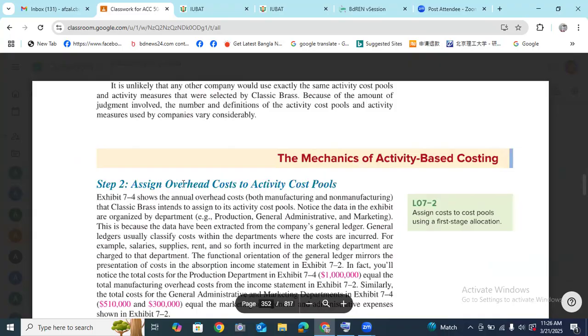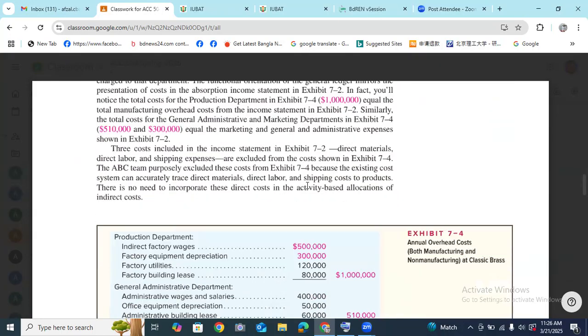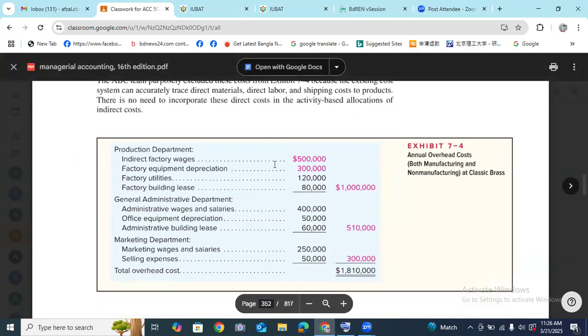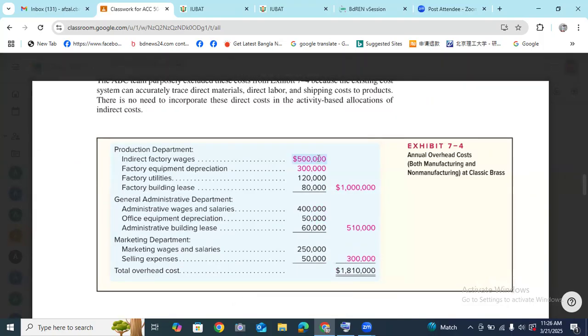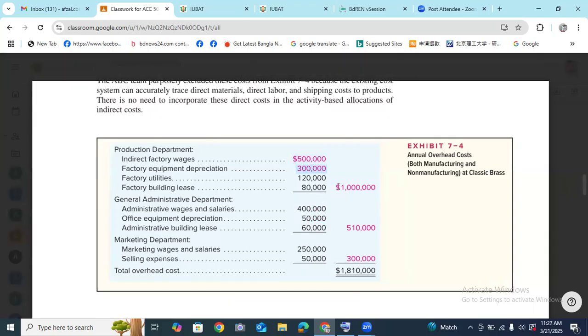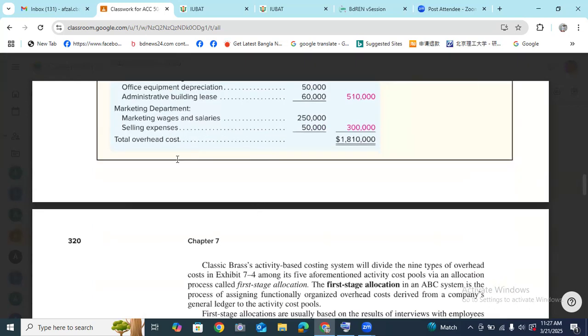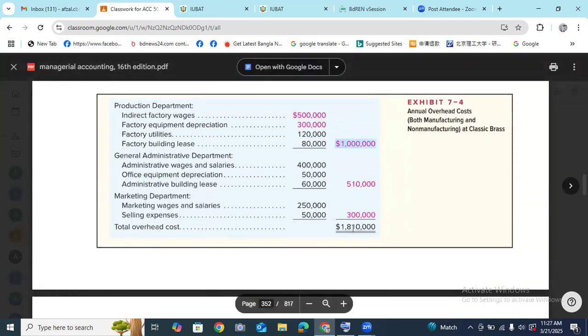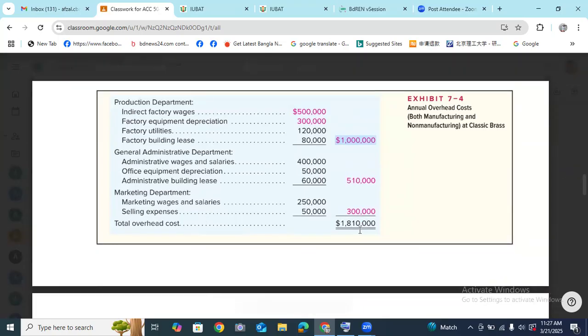Second step is to assign overhead cost to activity cost pools. Now, for indirect manufacturing factory wages, you have 5 lakh taka, factory equipment depreciation 3 lakh taka, factory utilities 1,20,000 taka, factory building lease 80,000, total 10 lakh taka or 1 million. Then non-manufacturing cost: general administrative and marketing cost. Total manufacturing overhead cost is 18 lakh 10,000.